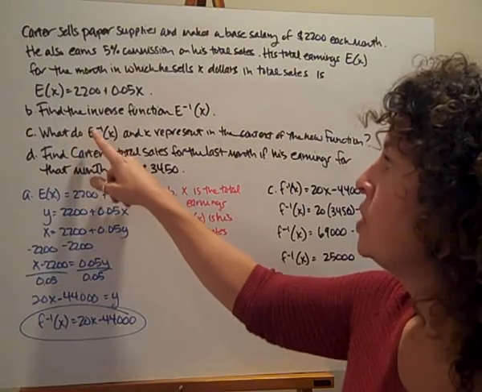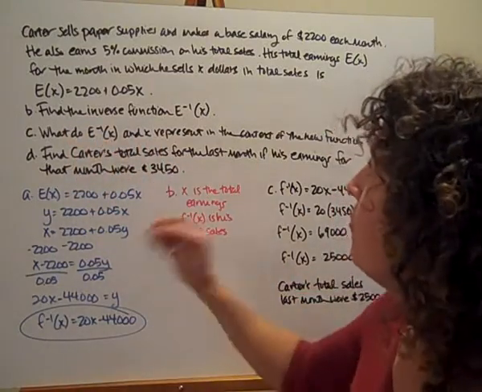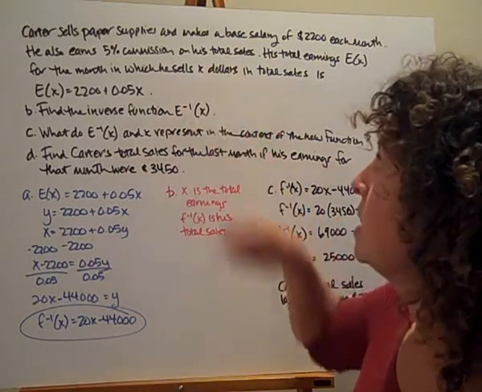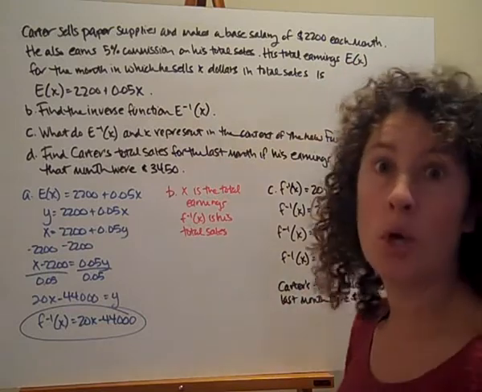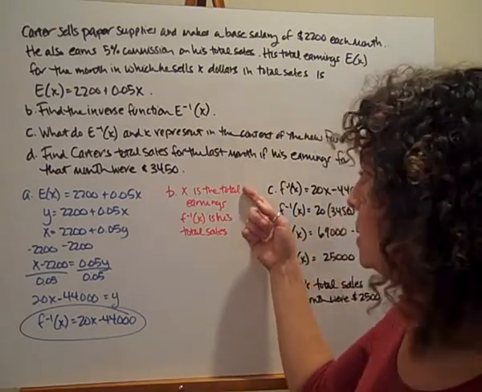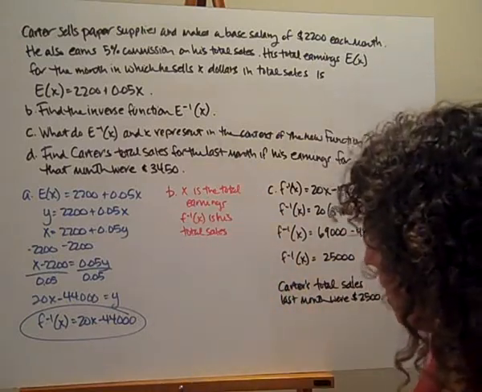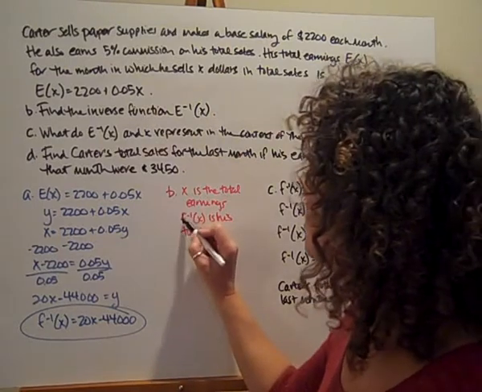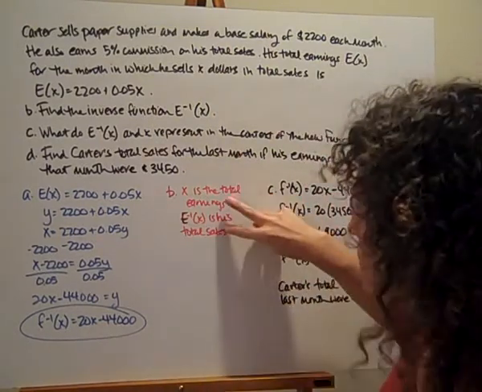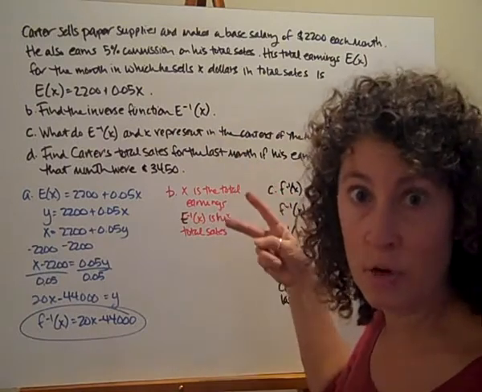Next question. What do e negative 1 of x and x represent in the context of the new function? So before this, our x represented the dollars that he sells, and our e of x represented his total earnings. So we've switched those. So now x represents the total earnings, and we should be using an e here, because we're calling it with an e. So e negative 1 of x is his total sales. So we've just taken the input and the output, and we've switched them. We've created the inverse there.